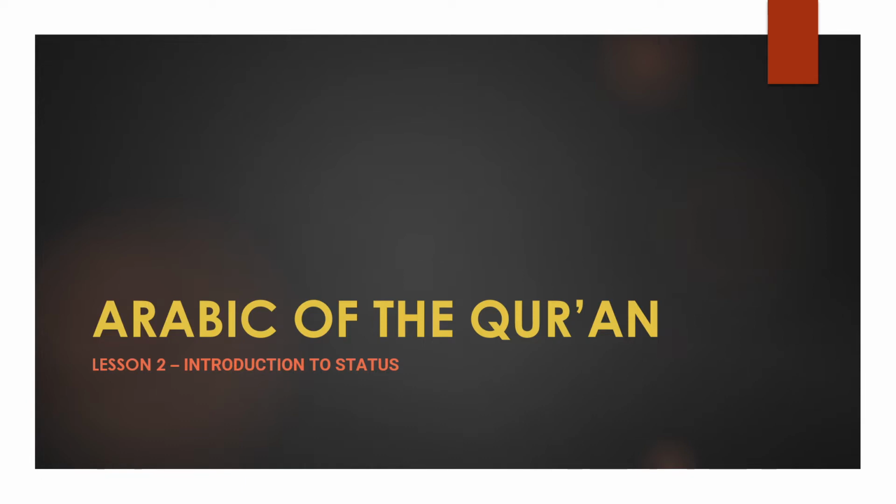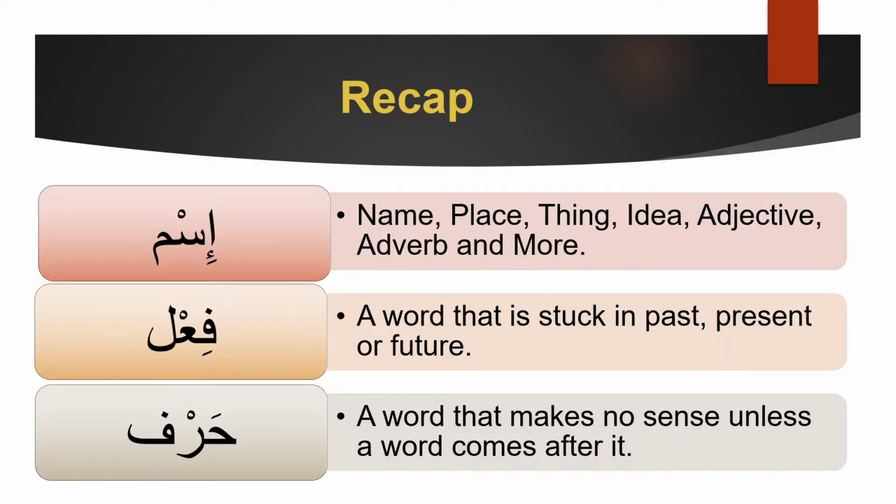Let's begin. Before we move forward, let's have a quick recap of what we did in the last session. In the last session, we learned that any word in Arabic is either an ism, a fi'l, or a harf. Ism is a name, place, thing, idea, adjective, adverb, and more. Fi'l is a word that is stuck in the present, past, or future. And harf is a word that makes no sense unless a word comes after it. Today we are going to elaborate on ism and learn a lot more about it.